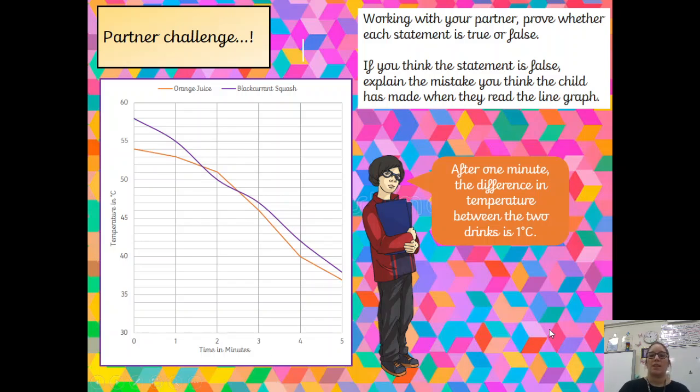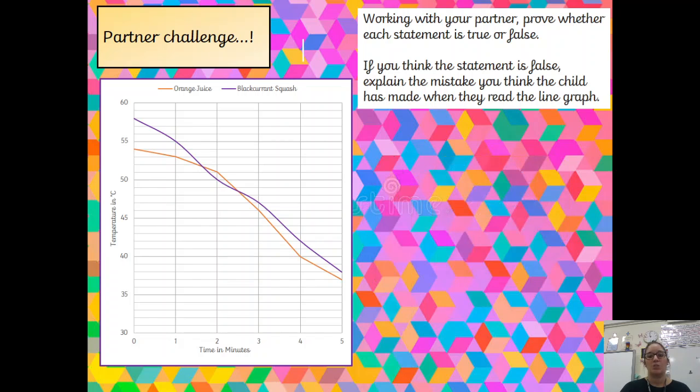So you have a think. Is the child correct? After 1 minute, the difference in temperature between the two drinks is 1 degree Celsius. So the blackcurrant is 55 degrees Celsius. The orange juice is 53 degrees Celsius, which means the difference is 2 degrees. Okay, so she is false.